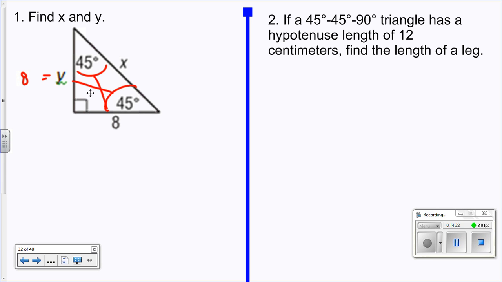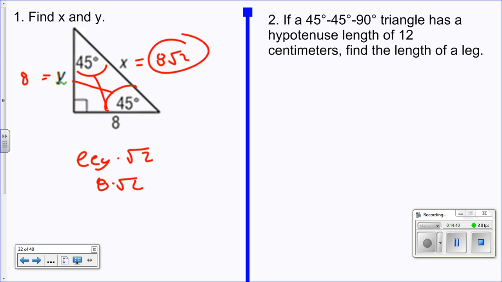X is across from the right angle. So that means it has to be leg times root 2, right? So that means 8 times root 2. In other words, 8 root 2. I'll leave you to do number 2 on your own.